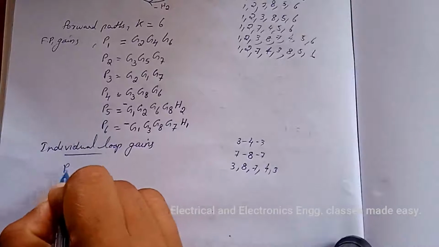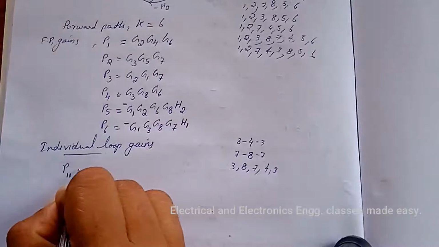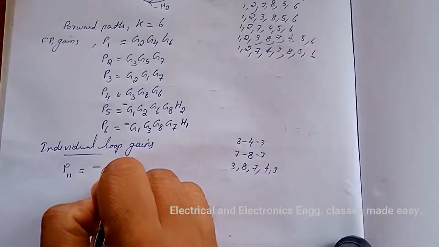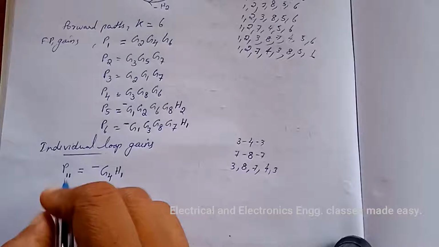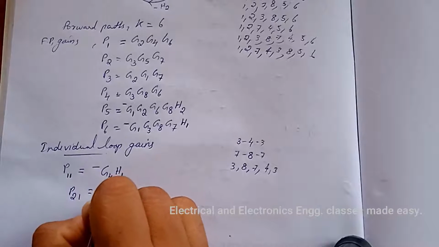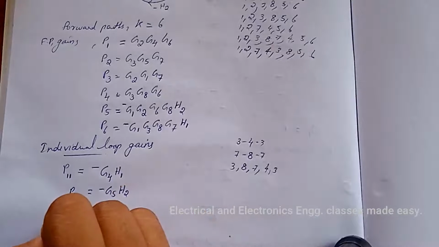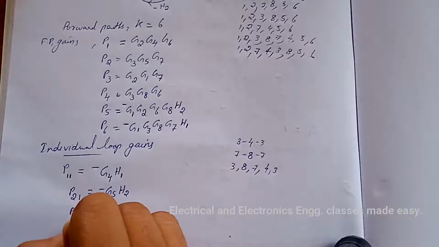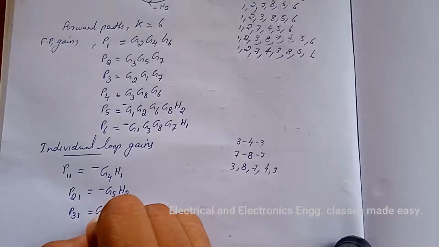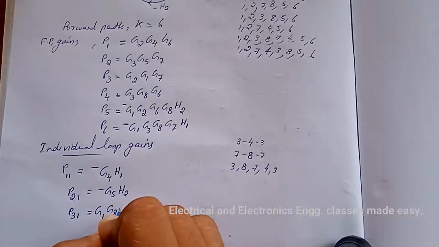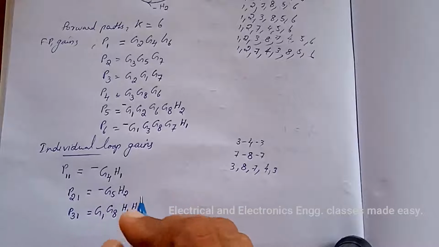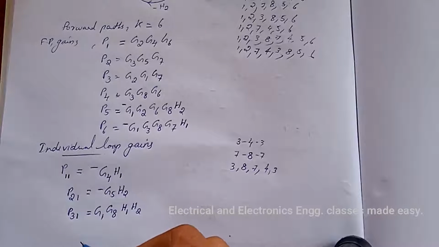So individual loops are, let P11 be the first one. So it is minus G4H1. Then P21 is minus G5H2. Then the third one is P31, and that is G1 G8 minus H2 minus H1, that is it will be positive G1 G8 H1 H2. So there are 3 individual loops.